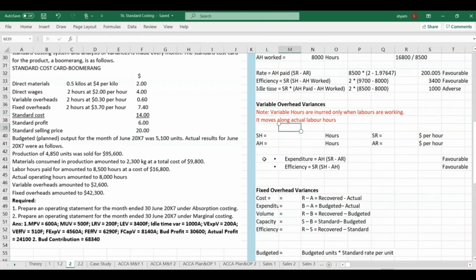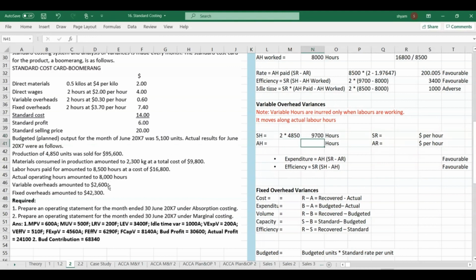So we'll start. So standard hours, how many hours should they work? Standardly they have to work for 2 hours per unit. And how many units are produced? 4850. So they should have worked for 9700 hours.